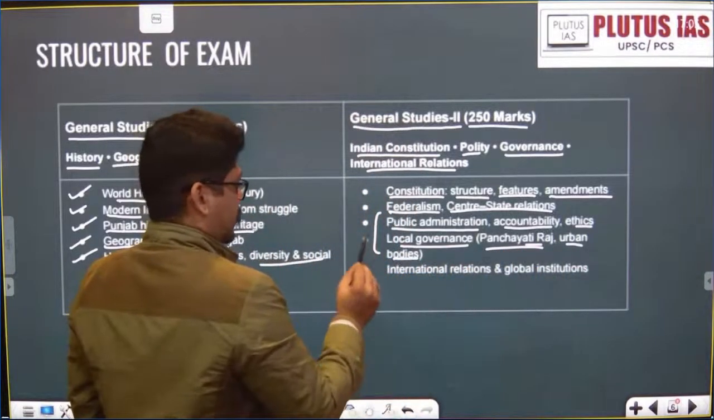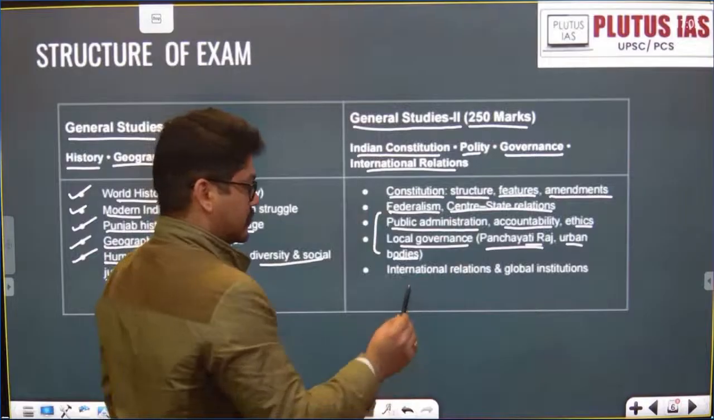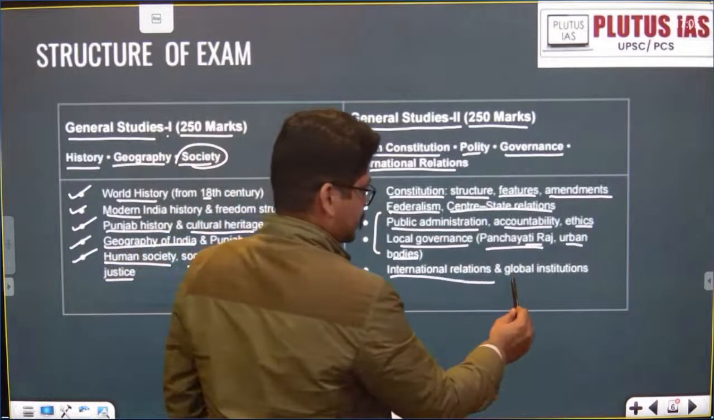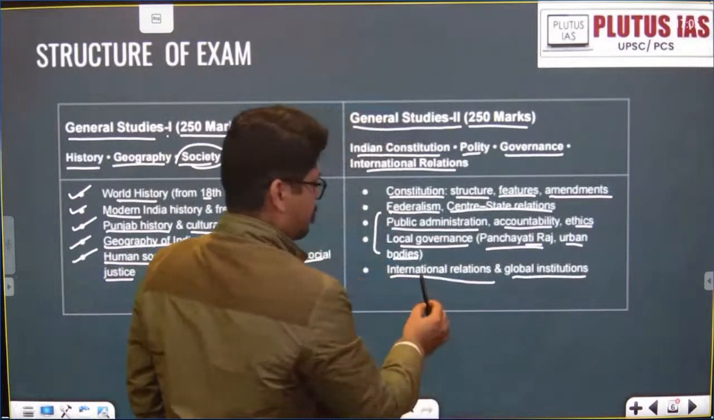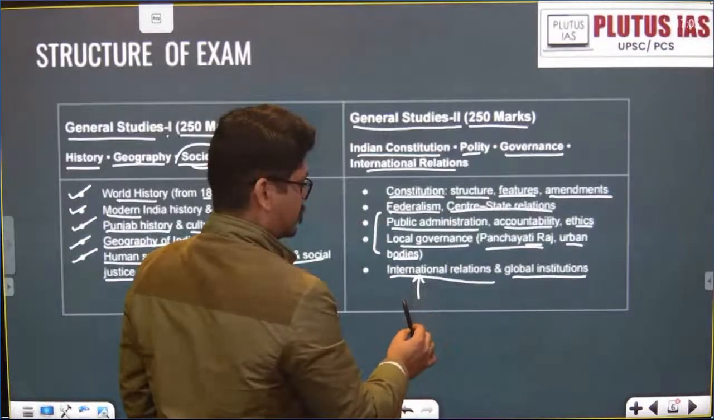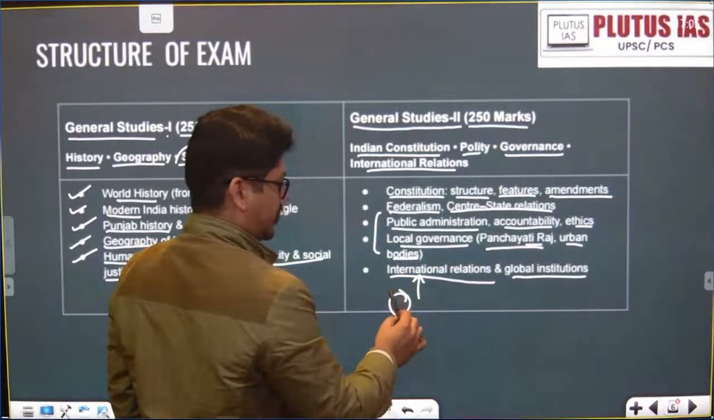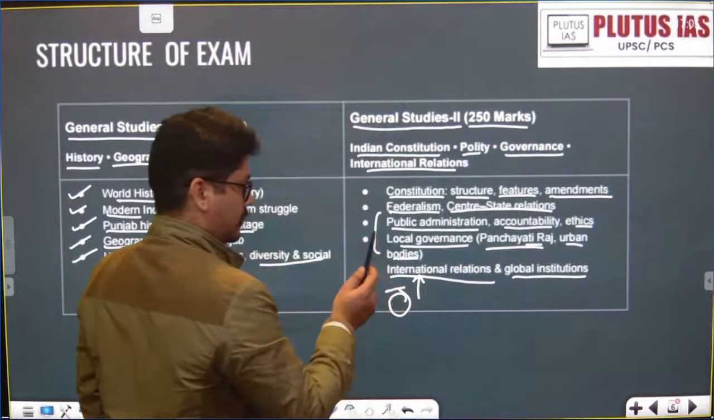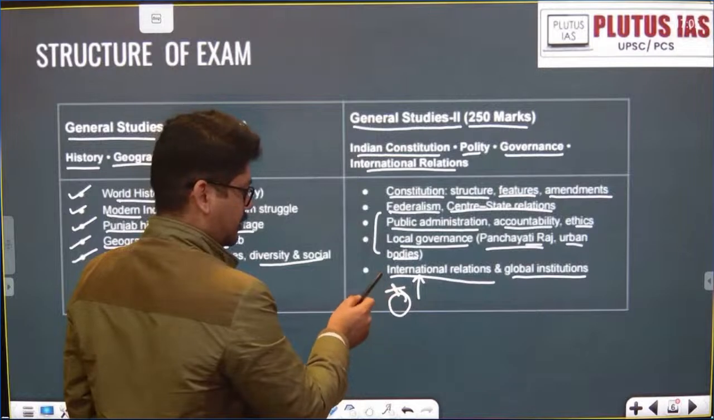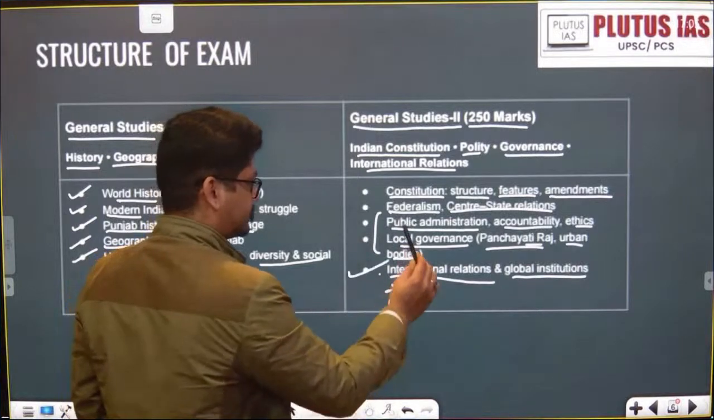The third part is mostly pertaining to current affairs, like international relations and global institutions. Why is this part important? Because Punjab is a bordering state. It has an international border with another country called Pakistan. Good.